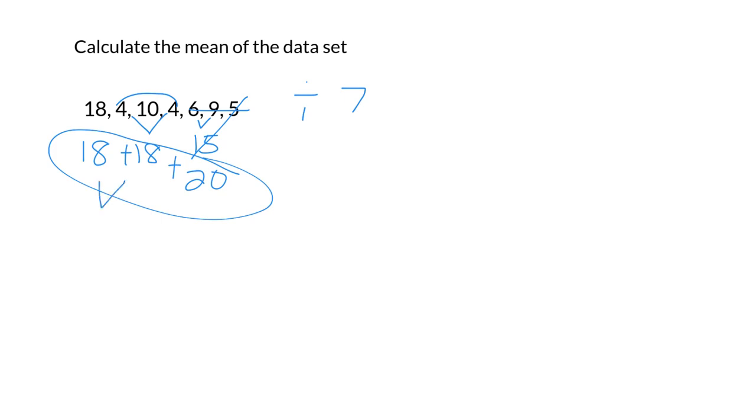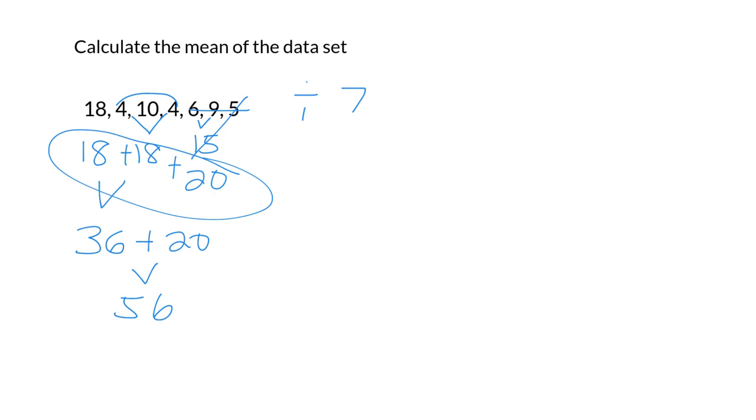I know that 18 plus 18 is 36, and 36 plus 20 gives me 56 as my sum. Now, if you want to choose to do that differently, that is okay. If you want to line them up by place value, that is okay. So I got my sum of 56.